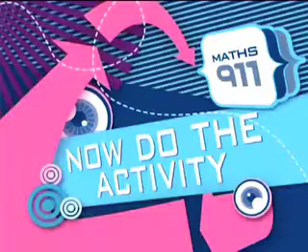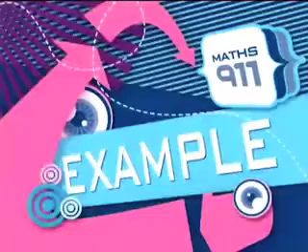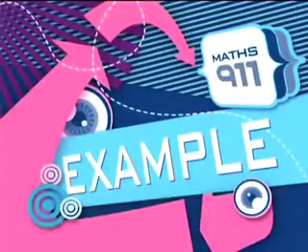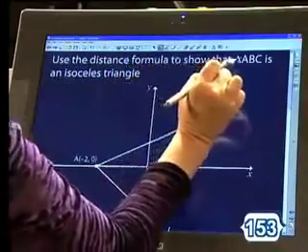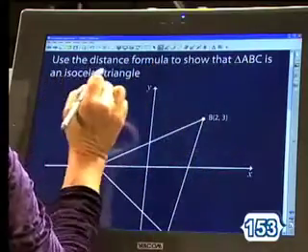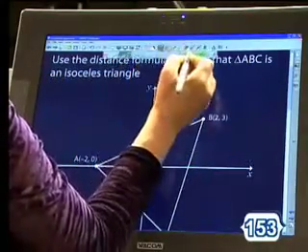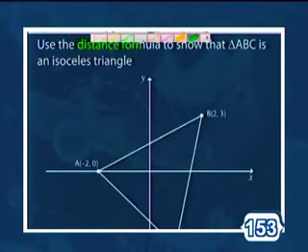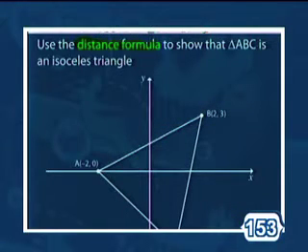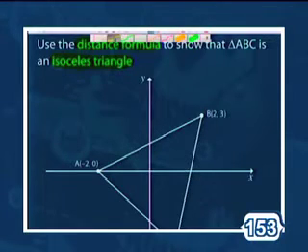Okay, now, really, that's not difficult. How do we actually get you to demonstrate that you know how to use the distance formula? Use the distance formula to show that triangle ABC is an isosceles triangle. So for me, what's important here is they're actually giving me the method. They are also telling me that I need to show that something is an isosceles triangle.